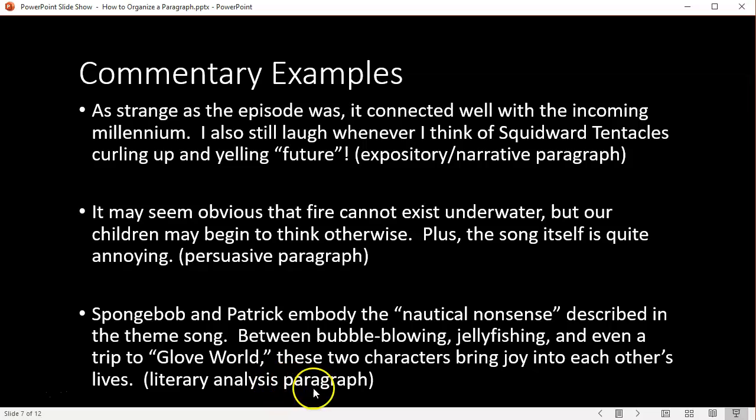Literary analysis. We're talking about SpongeBob and Patrick's friendship. SpongeBob and Patrick embody the nautical nonsense described in the theme song. Notice that I use quotation marks here to actually tie it into the show's theme song. Between bubble blowing, jellyfishing, and even a trip to Glove World, these two characters bring joy into each other's lives. So there I've very directly connected my evidence to my topic sentence by mentioning friendship and joy in the same two sentences there.